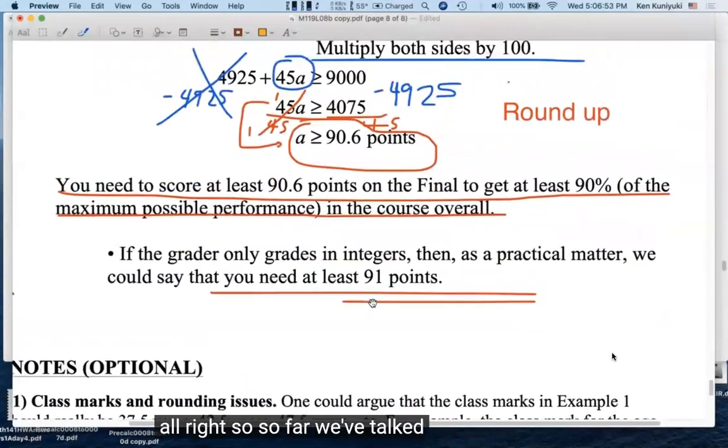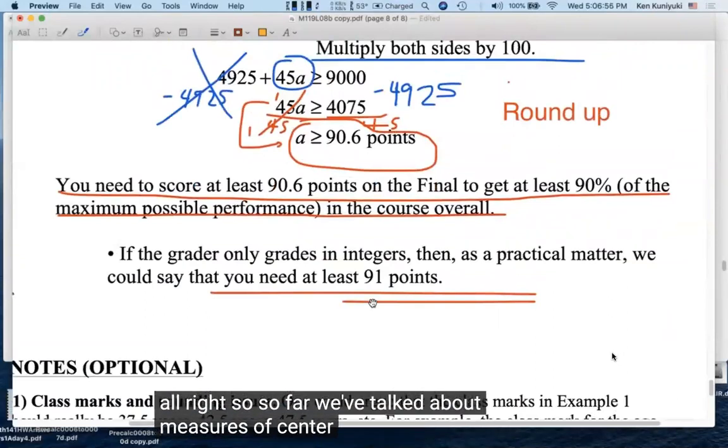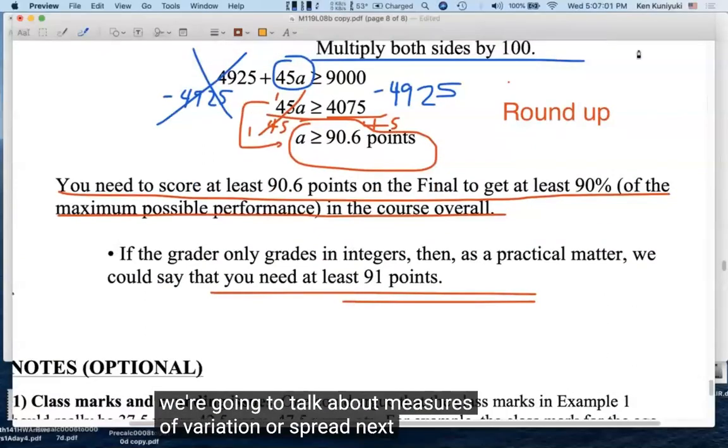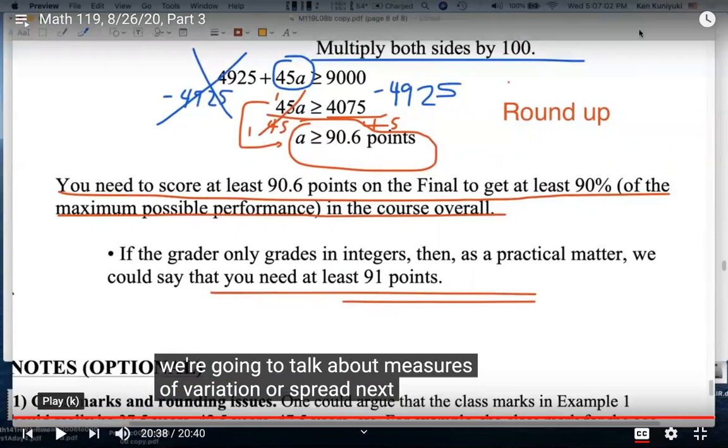All right, so far we've talked about measures of center, including means. Next time, we're going to talk about measures of variation or spread. Any questions about that? So then you won't have to ask me this question near the end, right? I tell my stat students, you should know how to do this: by the end of the class, what do you need to score on the last thing in order to get such and such in the class? Any questions before we go on to measures of variation? All right, let's proceed.